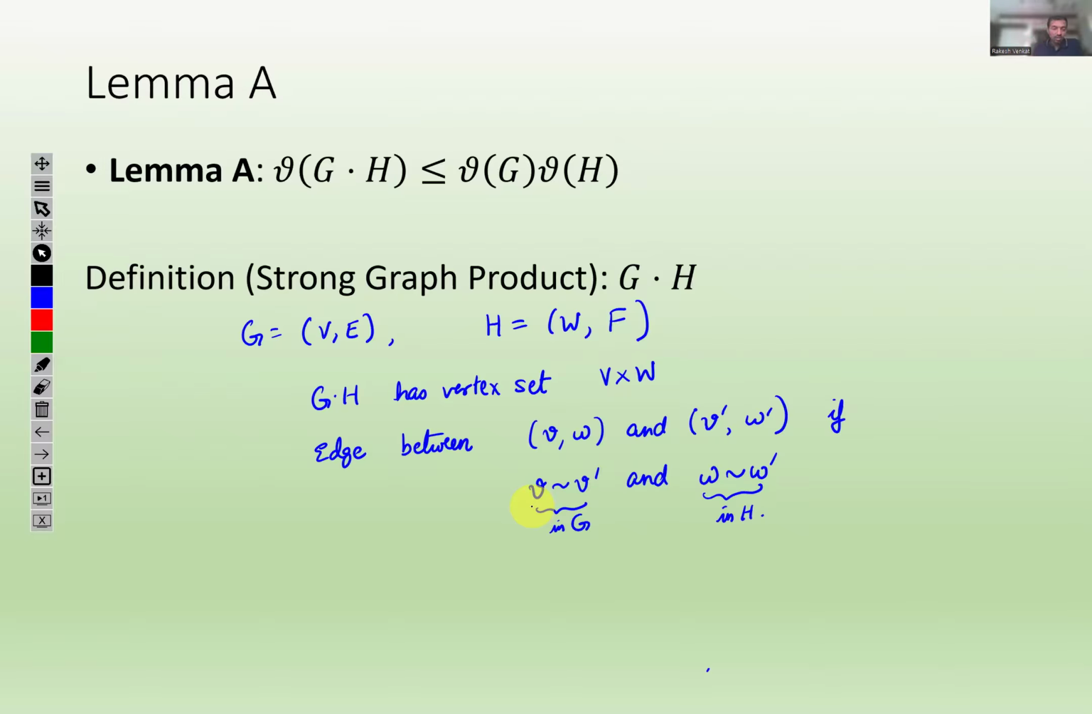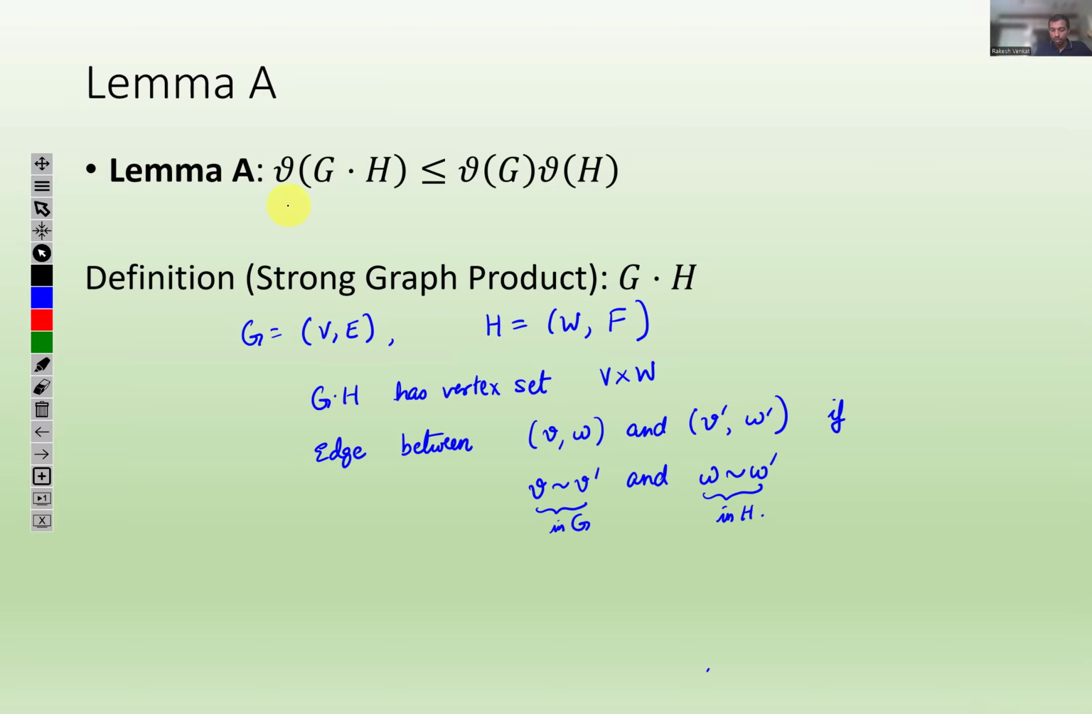Okay, good. So actually one thing I should say here is that in fact this lemma is a weaker version of a stronger theorem that basically states that this is an equality for the theta function. But for the purposes of our proof, we don't need the equality. We just need this inequality and that's all that we'll show. Good. So notice that theta of G for any graph G is a minimization problem. And I want to show that theta of G dot H is less than or equal to theta of G times theta of H.